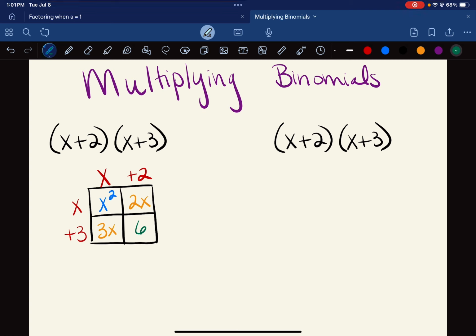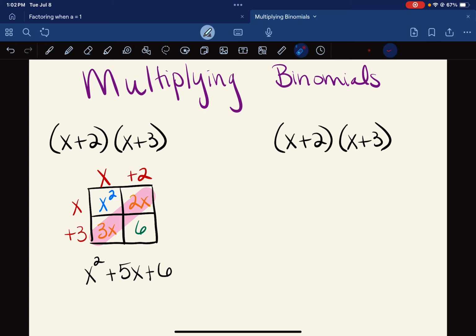So we have all of these terms inside of our box, and now we are going to look for our like terms. The like terms in this problem are the 3x and the 2x. They have the exact same variable with the same exponent. So x and x, they're both to the first power. So we're going to combine our like terms. X squared does not have a like term, so it's by itself. 3x plus 2x is going to give us a plus 5x. And then we have our 6 on the end. It is the only constant. And so x plus 2 times x plus 3 gives us x squared plus 5x plus 6.